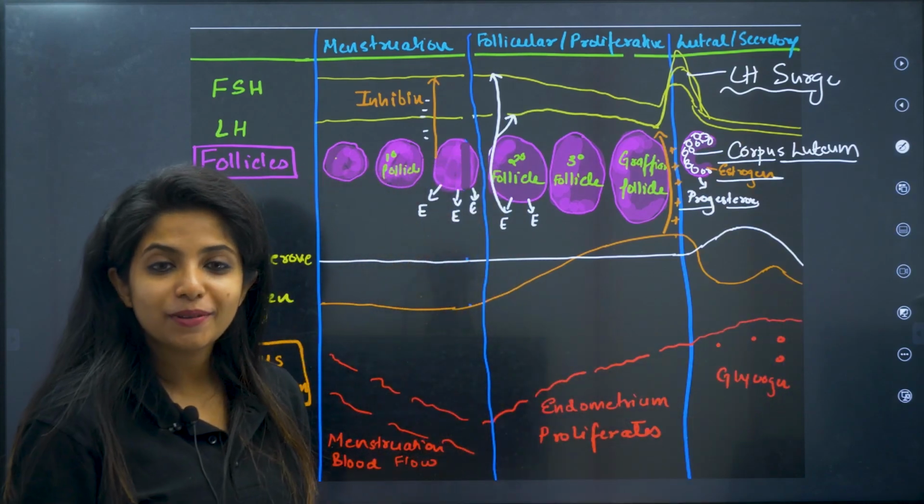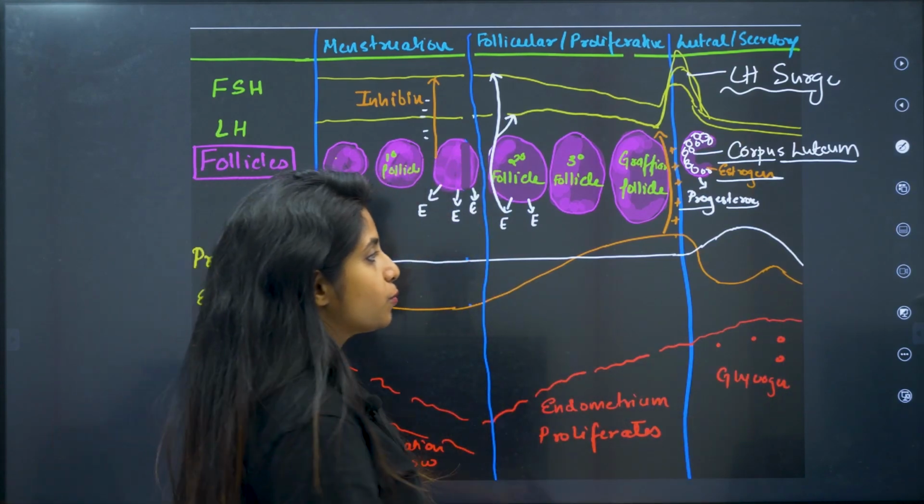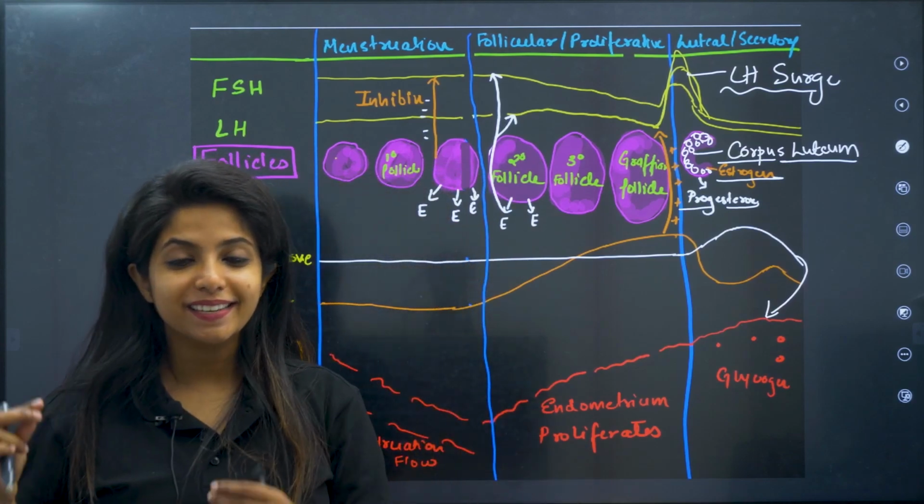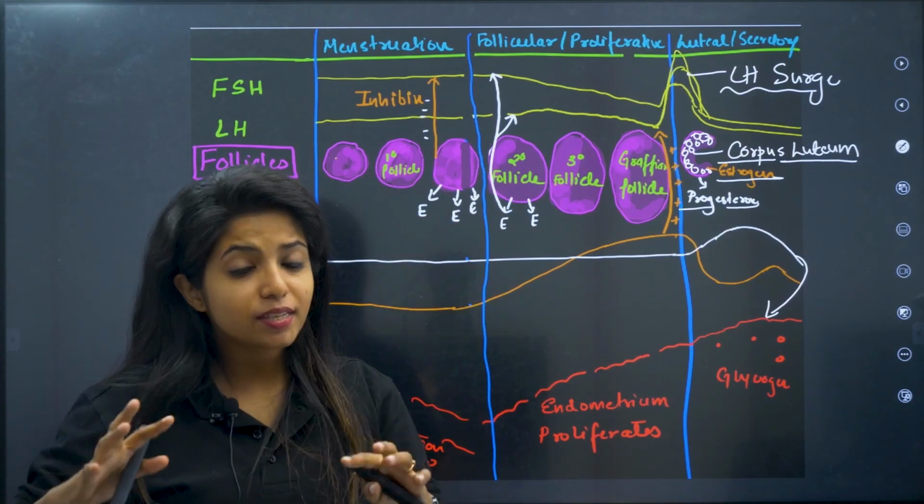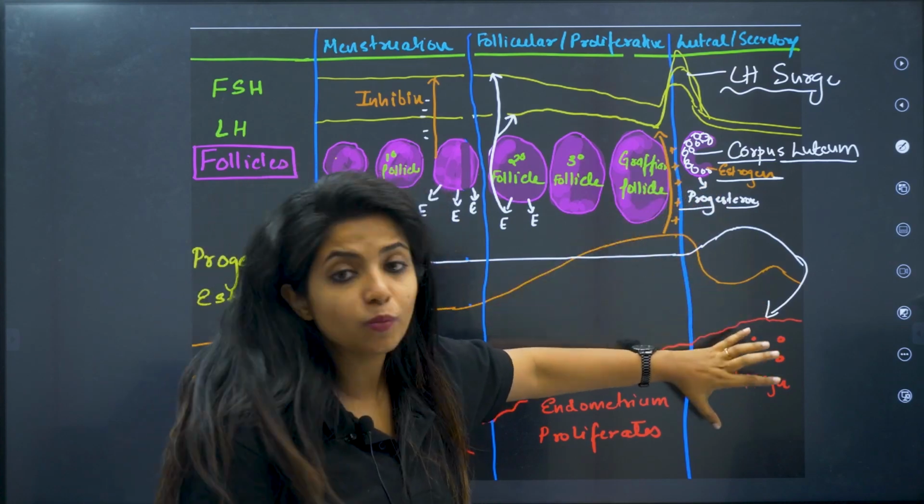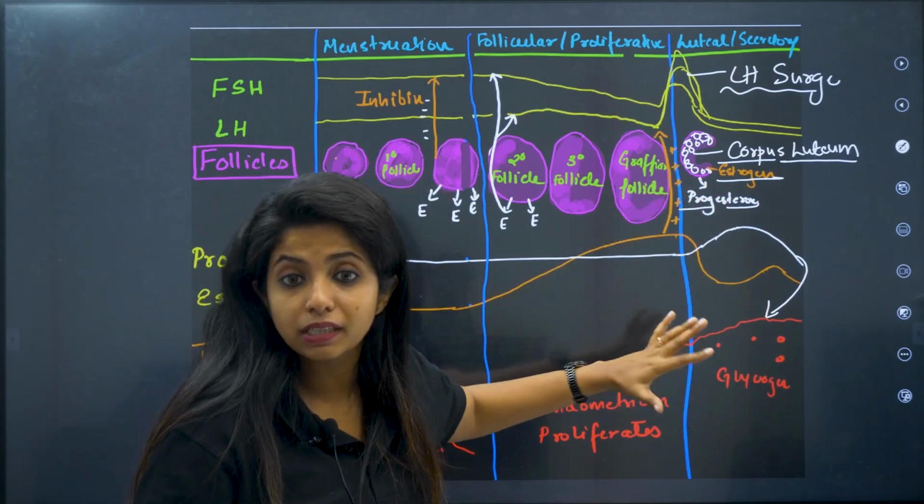In a way, what happens? This progesterone goes and says, hey, endometrium, please thicken yourself. Now, this is very important. So corpus luteum is a thing that maintains the endometrium lining. And why do we say that it maintains the endometrium lining?